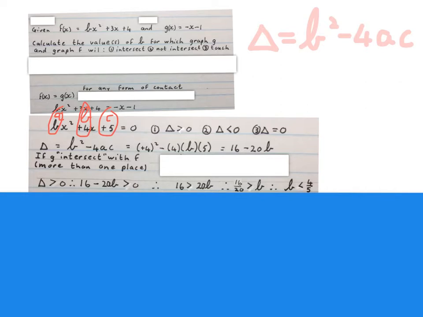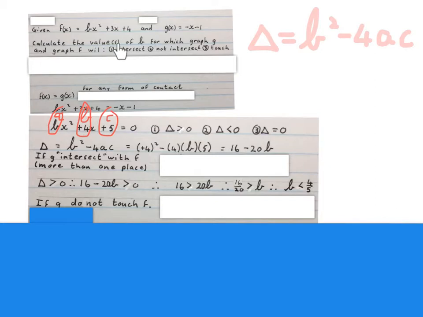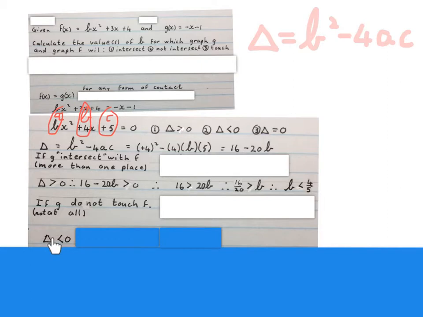The next question says calculate the value or values of b for which the graph of g do not touch f at all. That then means that the discriminant must now be smaller than 0. So then I write 16 minus 20b must be smaller than 0 and solve for b. Then the answer will be, therefore b has to be bigger than 4/5. Stop the video and just see how we got this answer. This now means if you take any value bigger than 4/5, put it in the place of that b, equate these two graphs, you won't find any solutions.